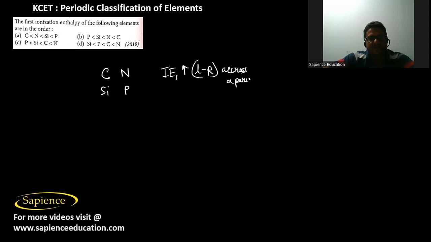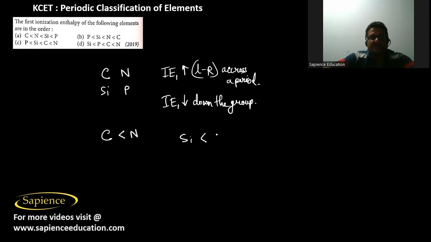Then here it is asked the first ionization enthalpy of the following elements are in the order. So here we have carbon, silicon, nitrogen, and phosphorus. As you know, the first ionization energy increases from left to right across a period, and down the group the ionization energy decreases. So here the ionization energy of carbon is lesser than that of nitrogen, and the ionization energy of silicon is less than that of phosphorus.